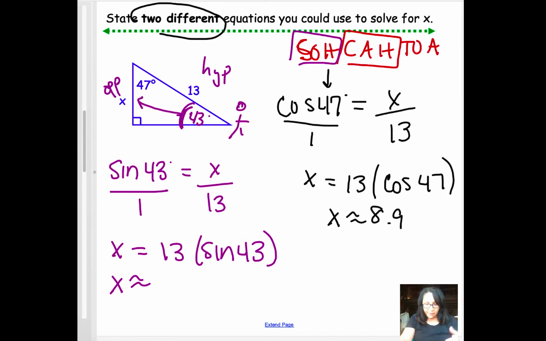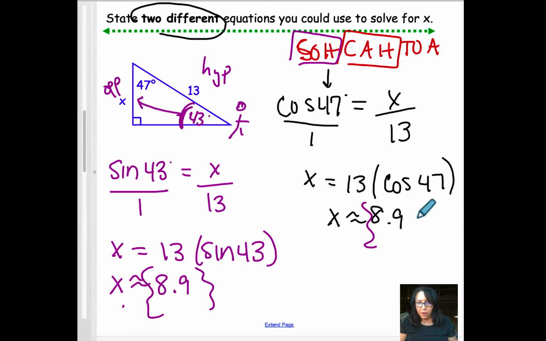So what that's done for me is it's given me two different options that I could use in order to solve my equation for x. All right, I could do it with sine or cosine.